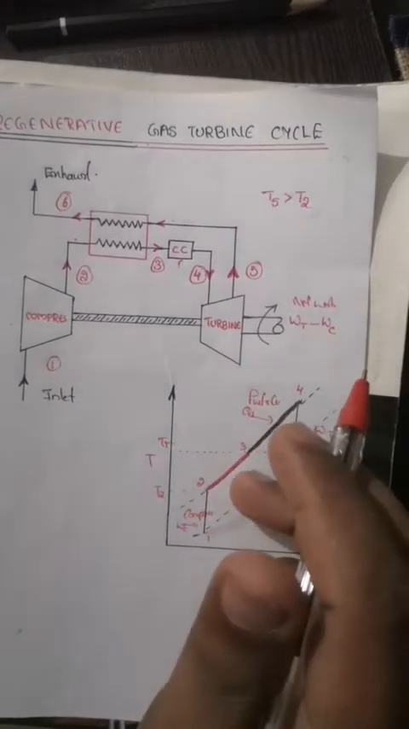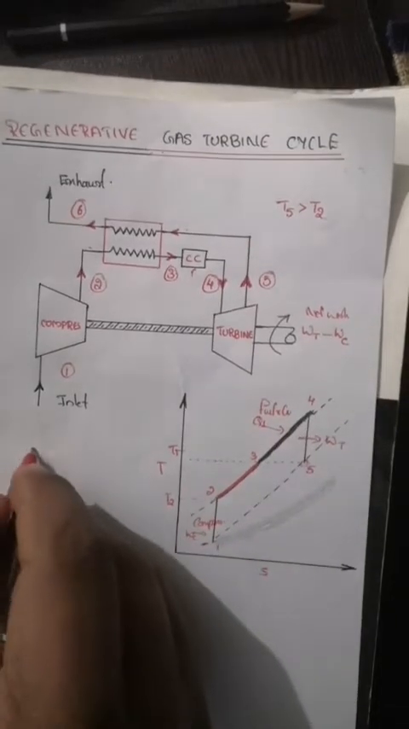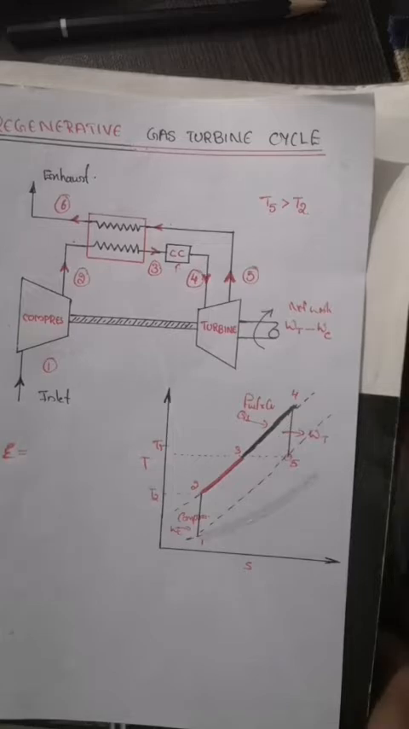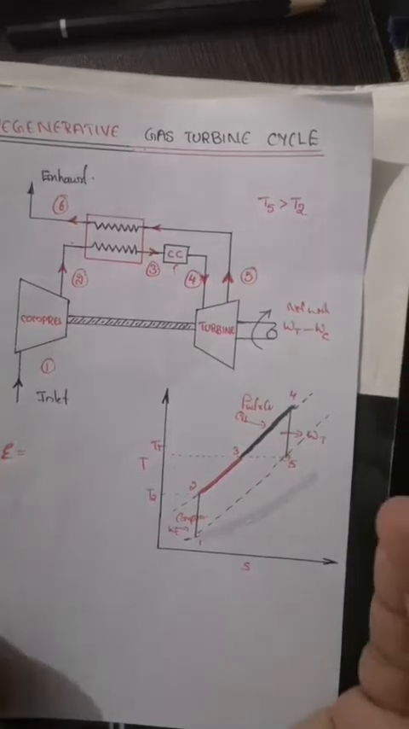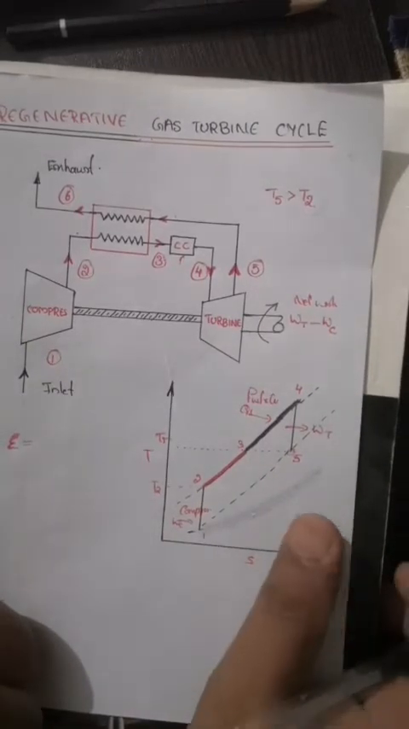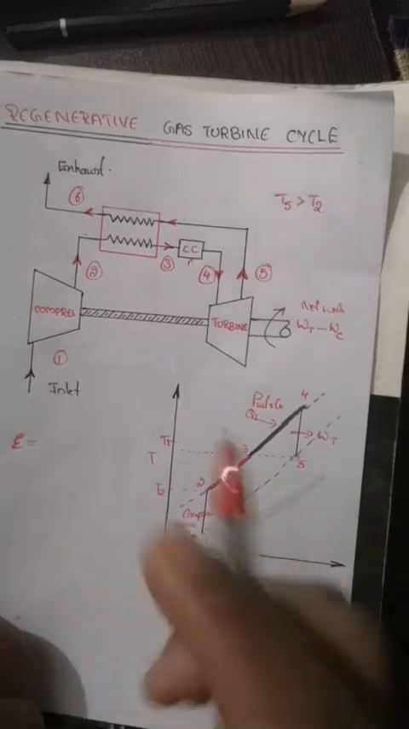Then we have a term called the regenerator effectiveness. The regenerator effectiveness is defined as the amount of heat energy actually added to the maximum amount of heat energy that was available. Let's consider this regenerator.